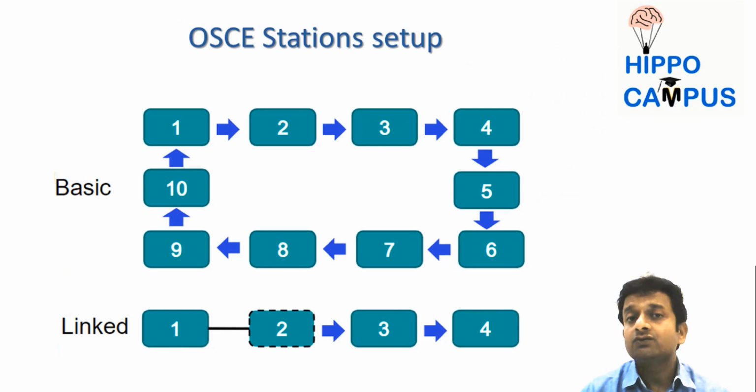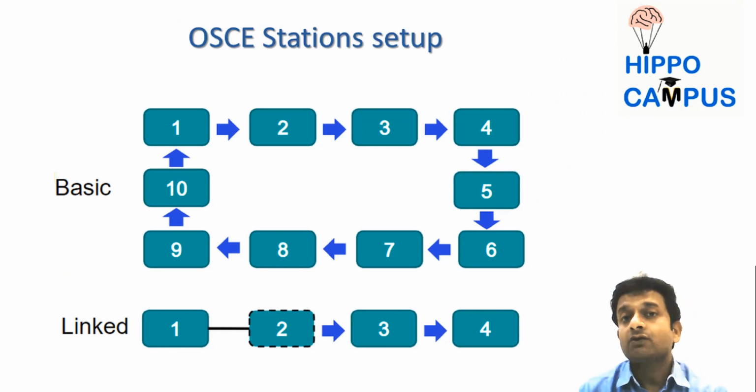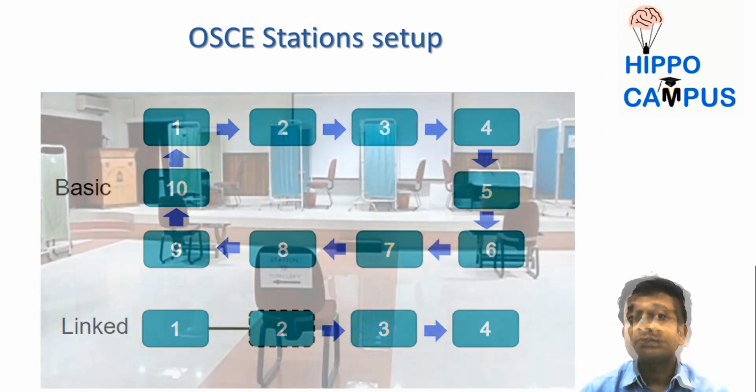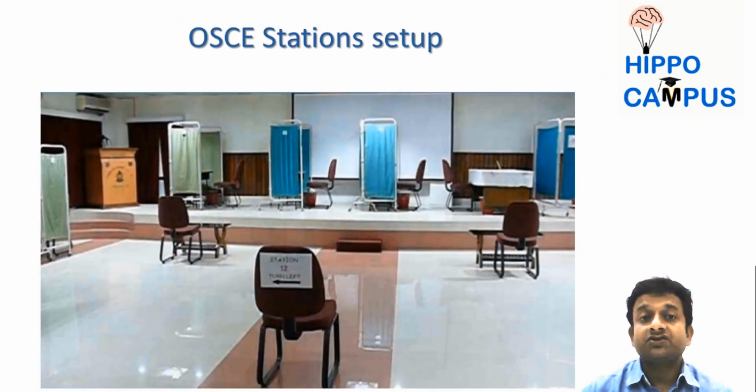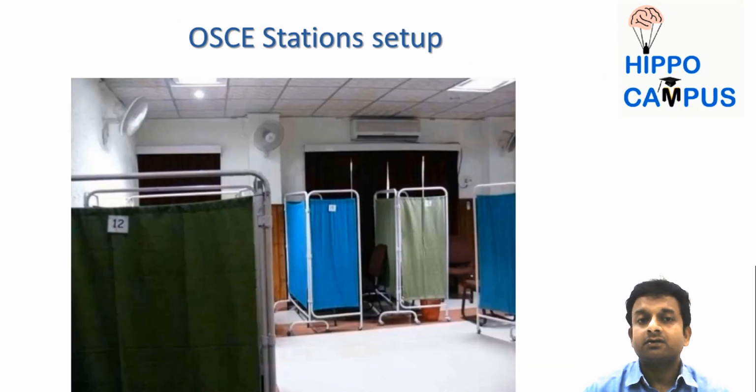This is just to make you familiar with what Oski is and the pattern of the Oski station setup. This is an Oski station setup. Everyone will be given a different station, and it will be concealed, so you cannot peep into another station. This is just to make you familiar with how it looks. This is another example. Everyone will be given a different station, and once you complete your station, you will move to the next station.